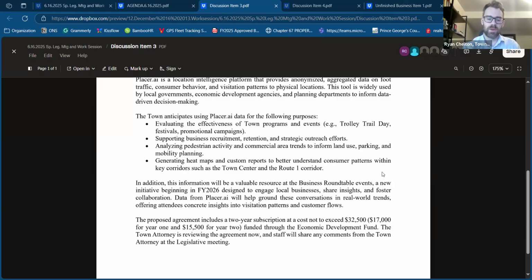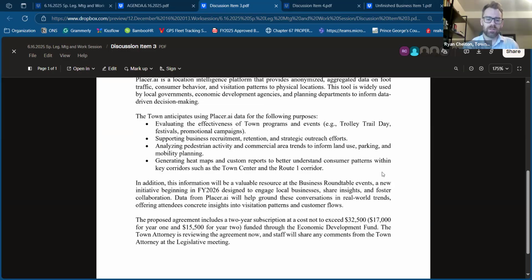Also, this type of information would be helpful in documenting, roughly speaking, how many people are in a specific area for grant programs. So if we are applying for a grant and want to delineate how many people are visiting this area, we would be able to do that a little bit more accurately with something like this, rather than just estimating.